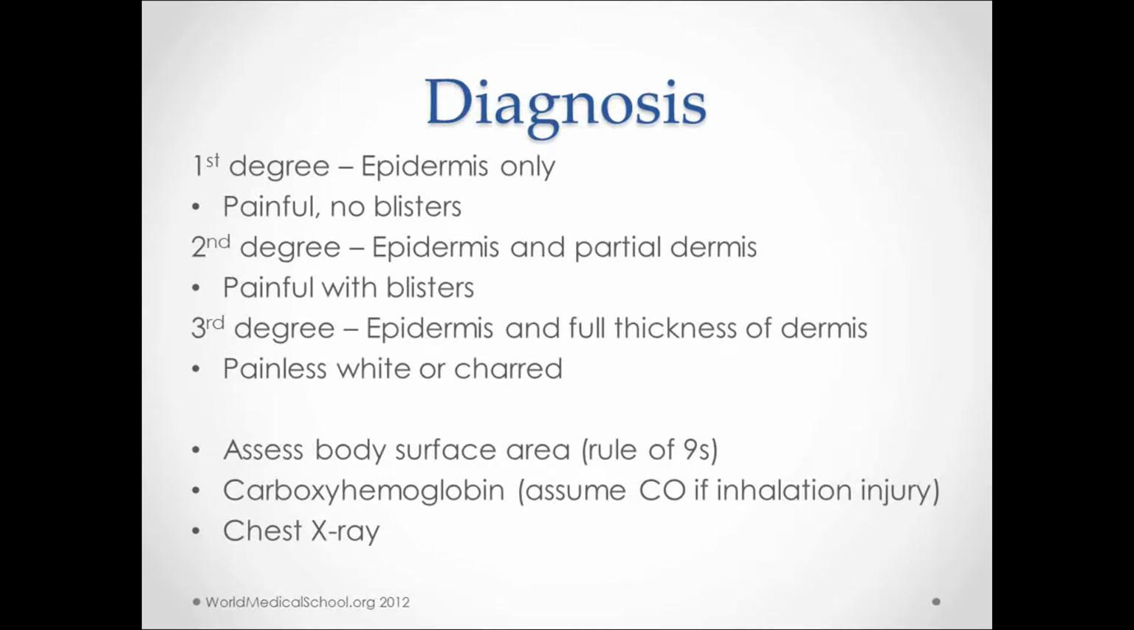So to assess the area of the body, we use the rule of nines. So how much of the body has been burned, and we'll show you a little bit more about the rule of nines in 1 second here. And some labs you might want to order include carboxyhemoglobin, but in general we're not going to be waiting for this to come back anyway before we treat for possible carbon monoxide poisoning. So it's kind of just a confirmatory test. Chest x-ray will help us to assess how much damage to the airway we might have.